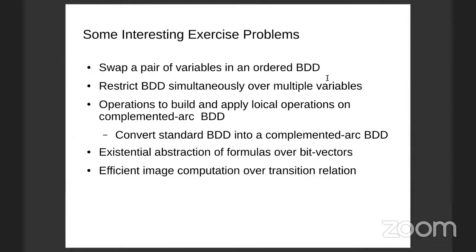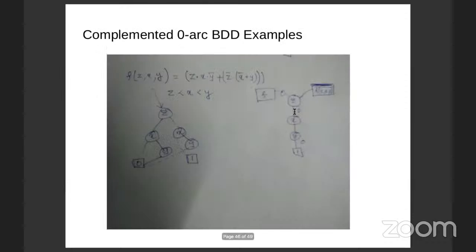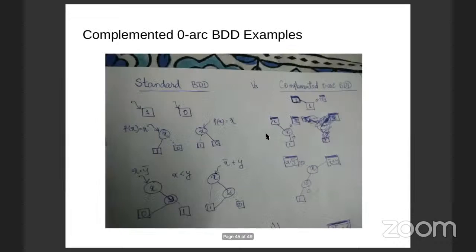What is the reference for the material covered today? For the zero arc, no. For all the partitioned transition relations I already gave you the reference. It's in the book, book chapter 8.